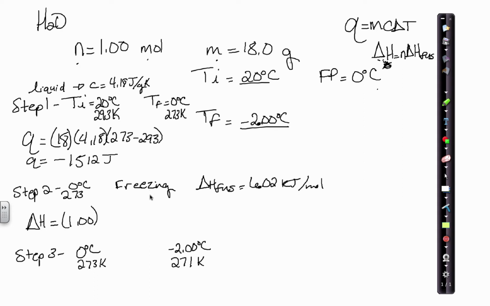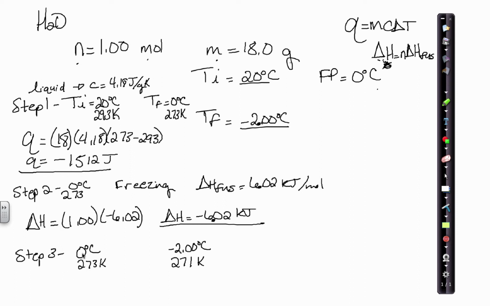All right, so when we freeze a substance, we are removing the energy, so this is going to have a negative value because we are freezing. So it's going to be negative 6.02 kilojoules per mole. So when I solve for this, delta H is equal to negative 6.02 kilojoules. Notice our first step is in joules. Okay, so let's go to the next step.